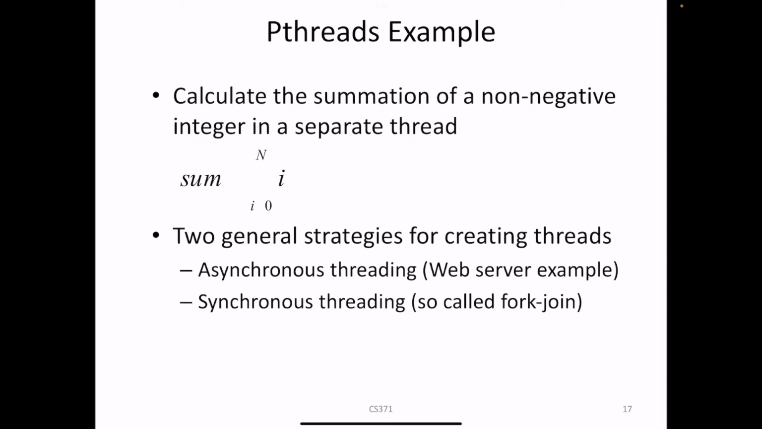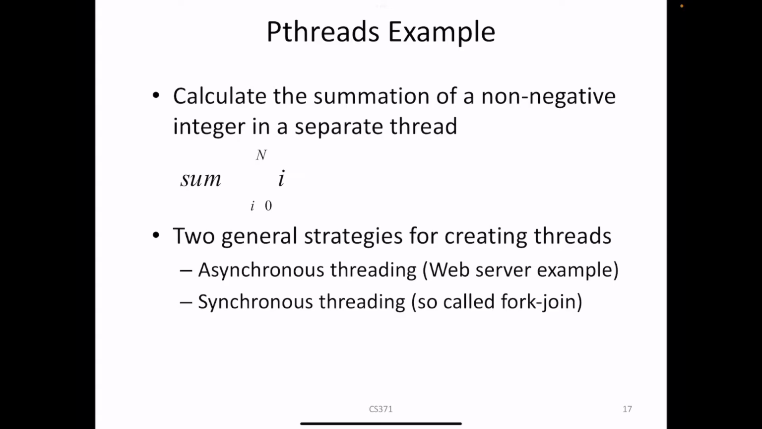Next, we are going to look at an example of how to use the Pthreads library to do multi-threading programming. For this simple task, we are going to calculate the summation of a given non-negative integer n in a separate thread. Later, after the separate thread finishes the calculation, the main thread will print out the summation result on the screen. So in general, there are two strategies for creating threads.